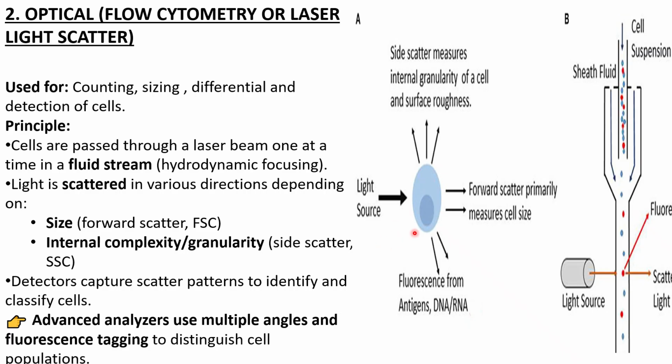And if the cells are tagged with a fluorescent dye or a chemical dye, then the fluorescence is also detected at this stage. The detectors or photodetectors that are used in the optical system will capture the scatter patterns to identify and classify the cells. There are advanced analyzers which use multiple angles and fluorescence tagging to distinguish cell populations.